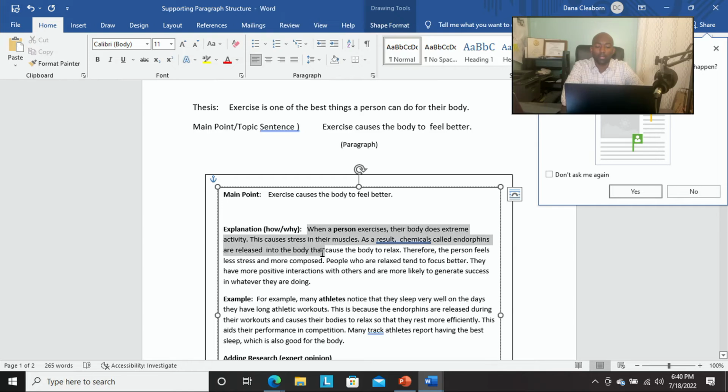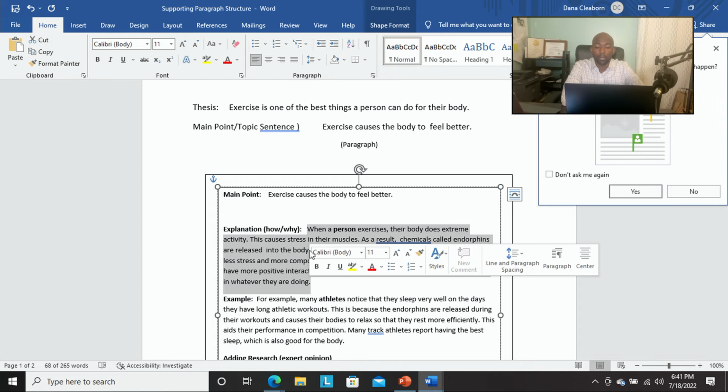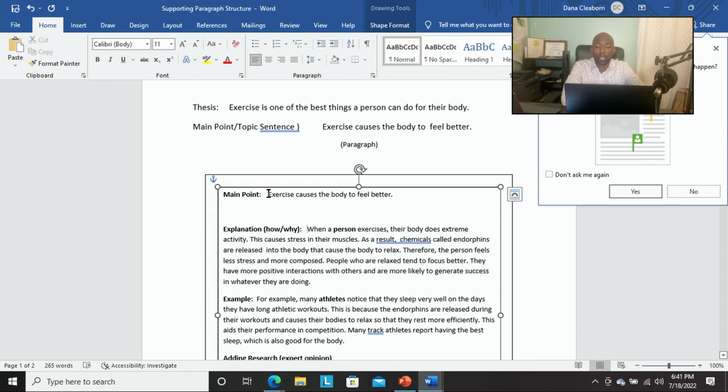Okay. So now we write our explanation, which is causes and effects. Okay. Or how and why. And so we say, in other words, why does exercise cause the body to feel better? So we explain that. When a person exercises, their body does extreme activity. This causes stress in their muscles. As a result, chemicals called endorphins are released into the body that cause the body to relax. Therefore, the person feels less stressed and more composed. Okay? Well, that's the causes.